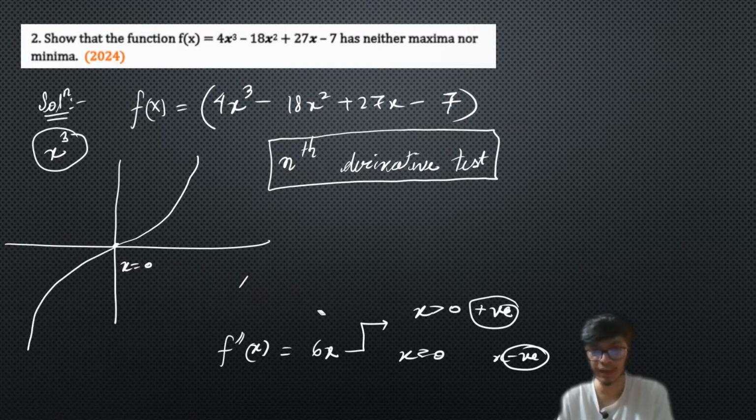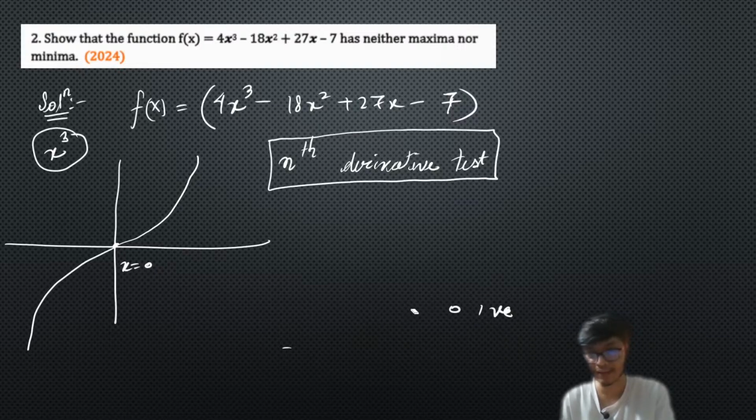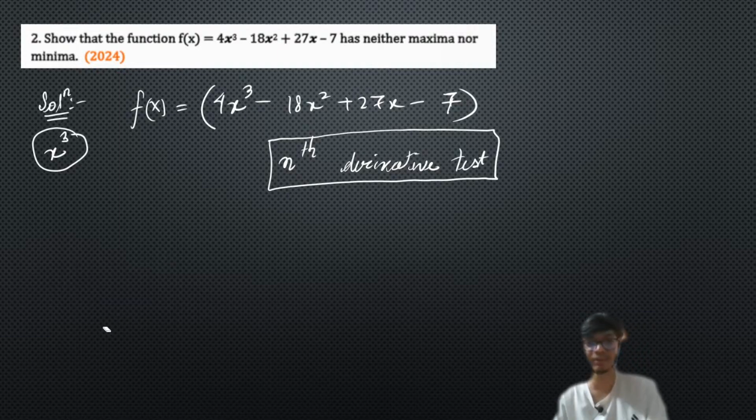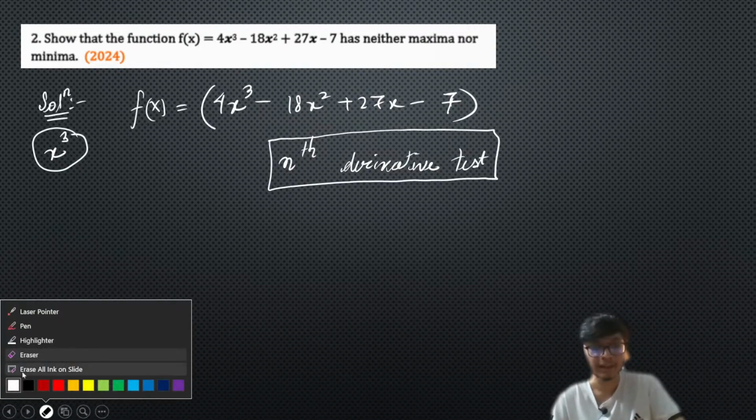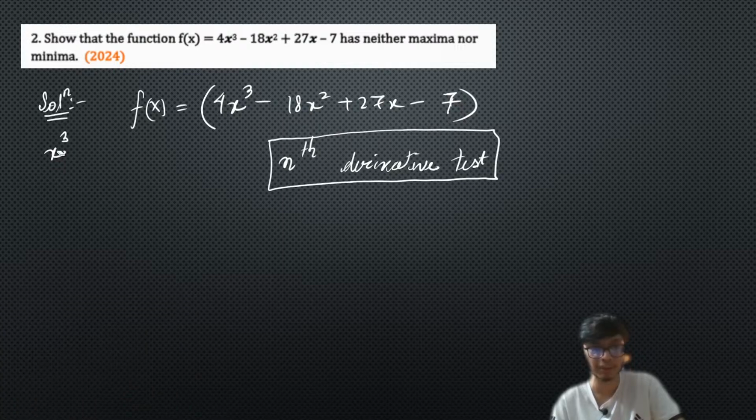that basically tells us about the changing nature of the curvature, right? You can see that at x equal to 0, the curvature changes, but not the derivative sign. That means it is a point of inflection. So at x equal to 0 for this particular function, we have a point of inflection. Okay, you got the point of inflection as x equal to 3 by 2.